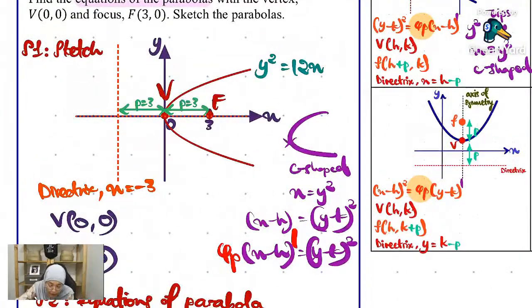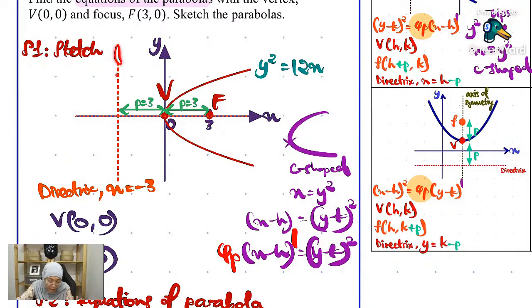So di sinilah dekat graph ni lah tempat you tahu nilai p tanpa you hafal formula. So the p is the distance from V until F. This is the distance. Therefore, you know that this is 3 units. The distance is 3 units. Therefore, the p value is 3.